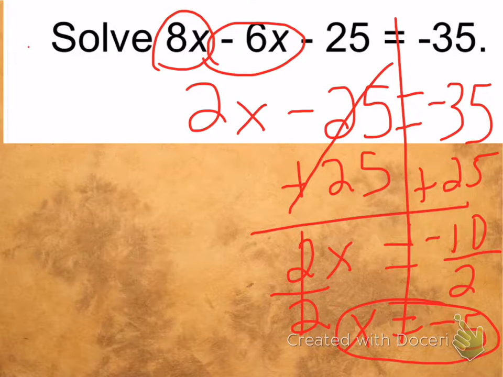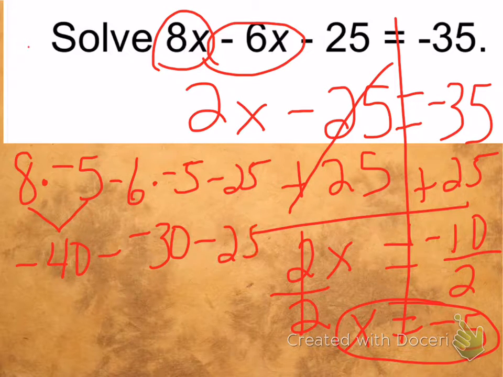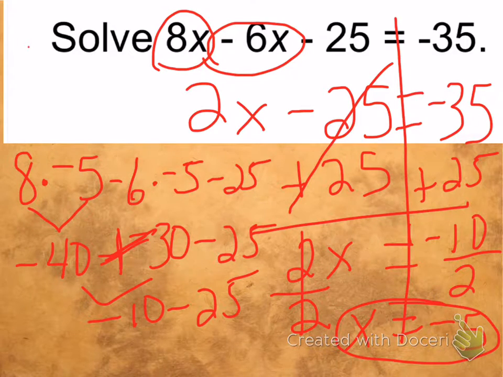So you have to check the problem. So you would do 8 times negative 5 minus 6 times negative 5 minus 25. Does all that equal negative 35? So 8 times negative 5 is negative 40, minus 6 times negative 5 is negative 30, minus 25. So minus a negative turns into a big plus sign. So negative 40 plus 30 is negative 10, and negative 10 minus 25 is negative 35.